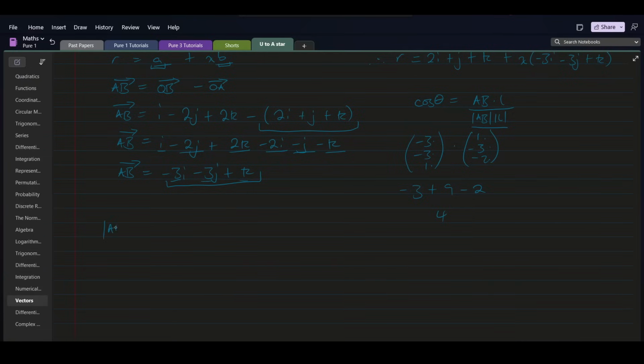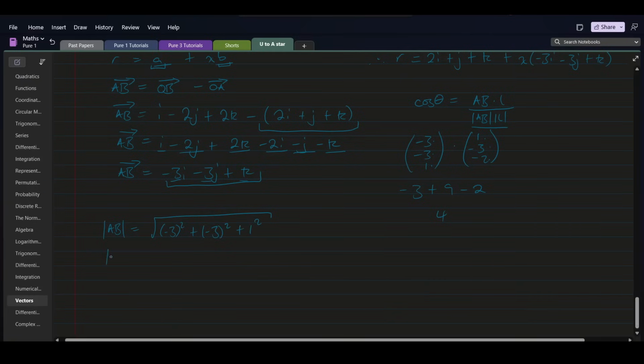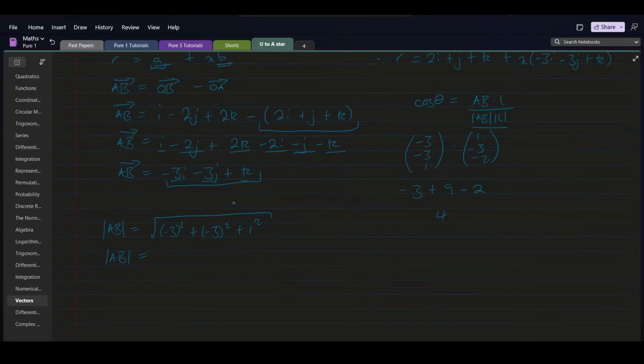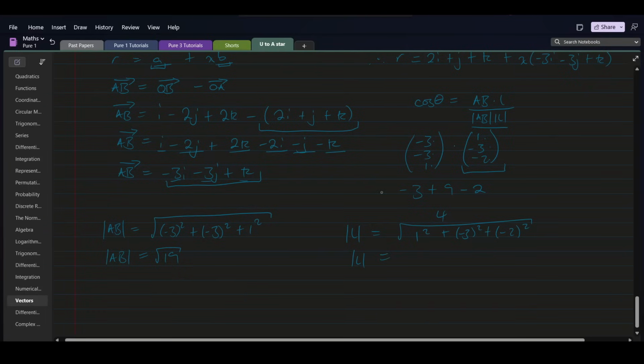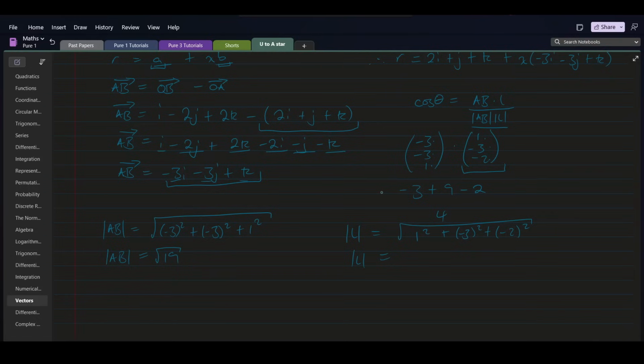Okay, so we'll start with the modulus of AB. That is equal to the square root of negative 3 squared plus negative 3 squared plus 1 squared, which gives us root 19. And then the modulus of the direction of L is equal to the square root of 1 squared plus negative 3 squared plus negative 2 squared, and this gives us root 14.